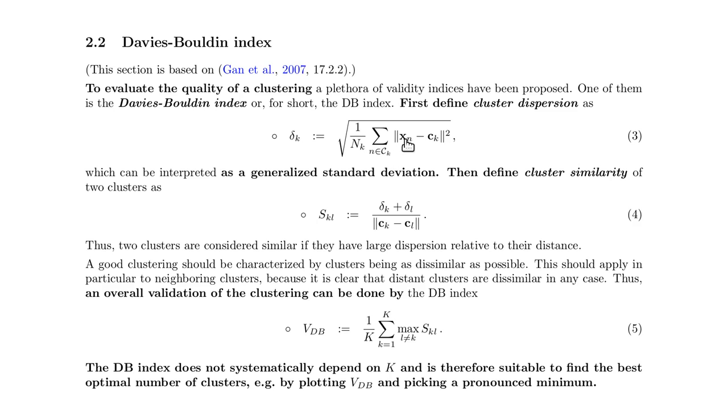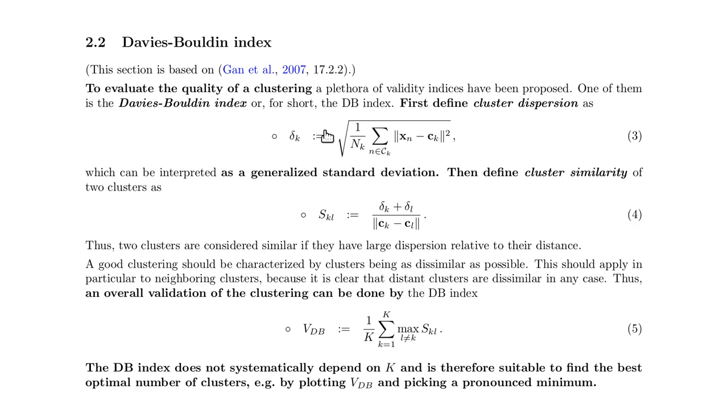So we look at the mean squared distance of the points from the center vector. This is a normalization by the number of data points for that cluster, and then we take the square root. So this is something like a standard deviation, a generalized sort of multidimensional standard deviation.